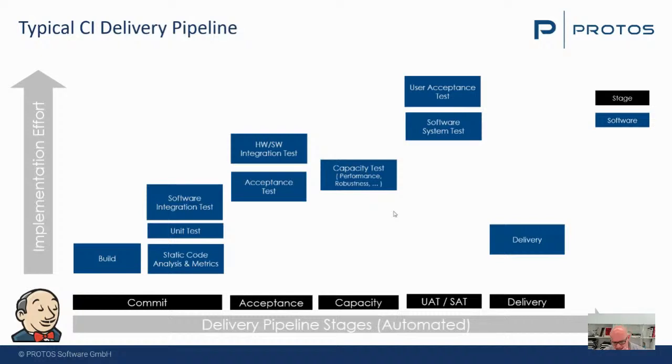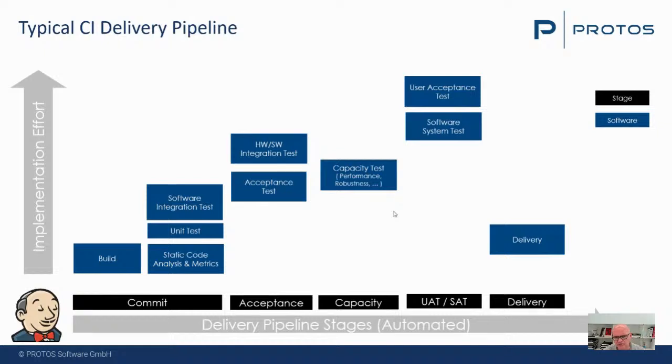Then the second stage could be an acceptance test stage. In many cases, this goes together with the commit stage. You do not have to separate this if it runs very fast. Here you could run a hardware-software integration test, acceptance tests, and so on, automated acceptance test. Then the third stage could be a capacity stage, performance, robustness, safety, and so on.